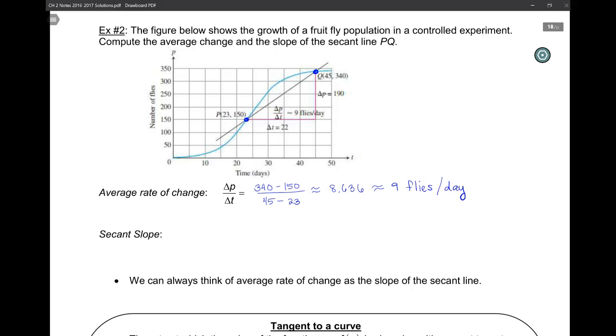Now, explain to me what does that mean? It's not exactly 9 flies, but again, this is something that we need to be able to answer when we get to free response questions. This is very specific. This is only between days 23 and 45. Does it grow at a rate of 9 flies per day? What if I chose 2 different days? What if I said from day 10 to day 23? That's going to be different. Now, what would be the scenario where it would stay 9 flies per day the whole time?